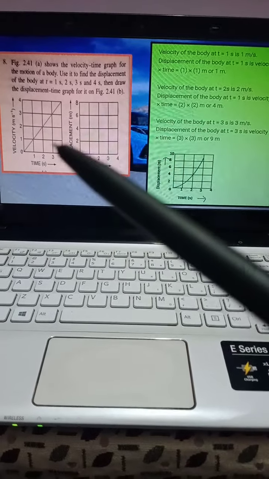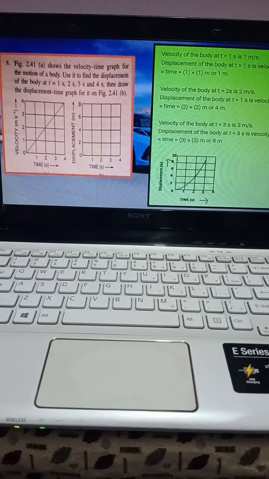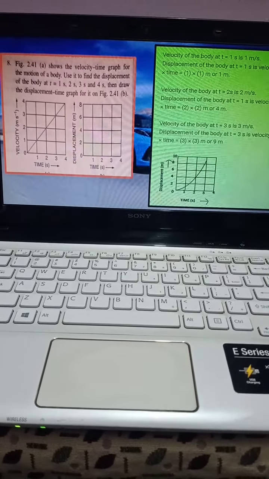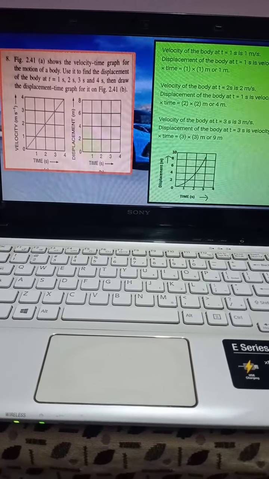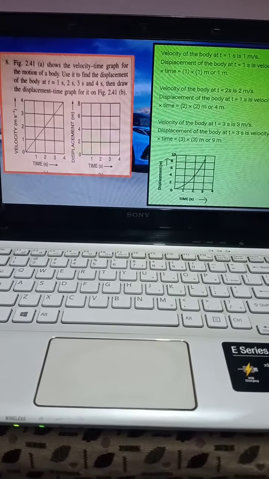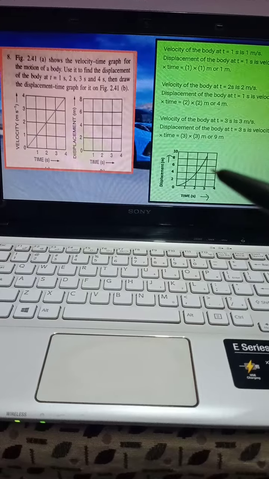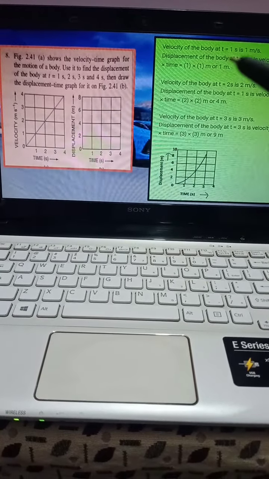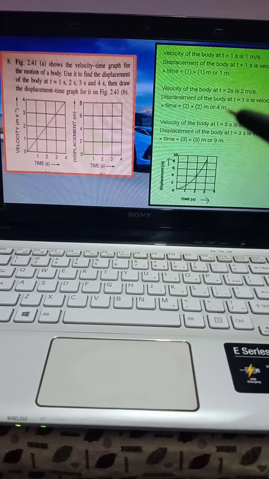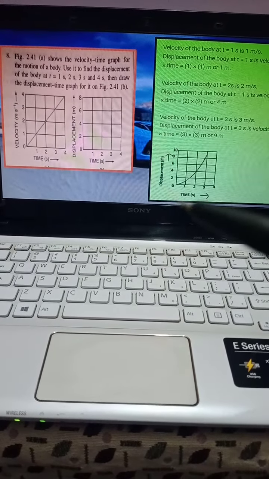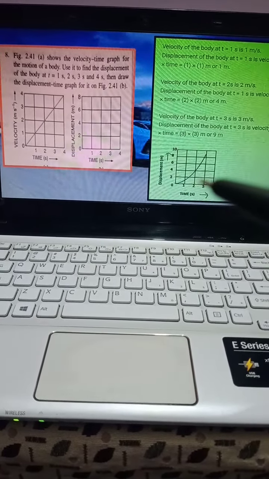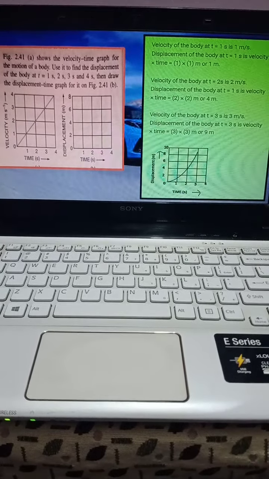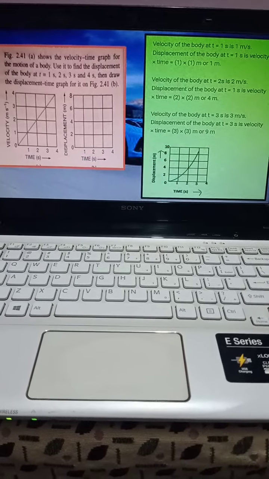Similarly at t3 second, when we find the displacement, it becomes 3 into 3, which is 9. When we plot the graph with 1, 4, and 9 for 3 seconds, it comes as a curved line.